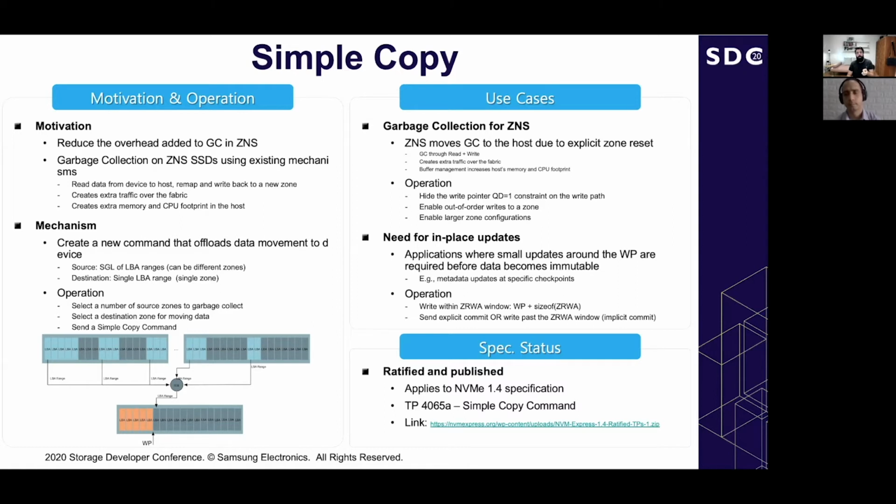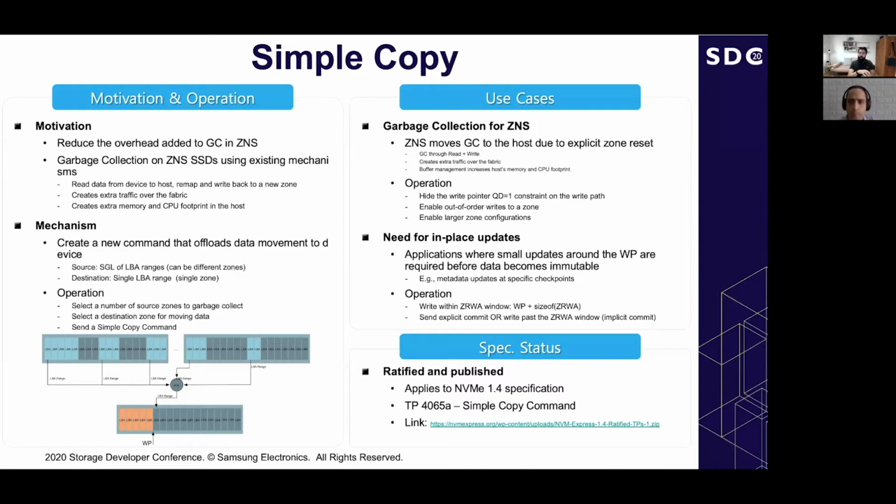Simple copy is essentially a new command that allows us to choose a number of LBA ranges that can be on several zones. That is a scatter gather list. You can choose a large number of them, and then you select a single LBA range on a zone, and by sending that command, data within the controller will be moved. So you are sparing all the data movement and CPU utilization. This can actually be used for other things than ZNS, but it is primarily targeted for this.